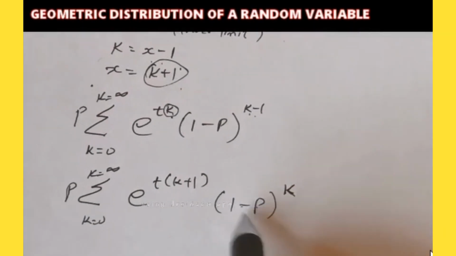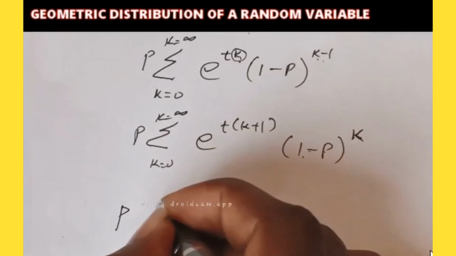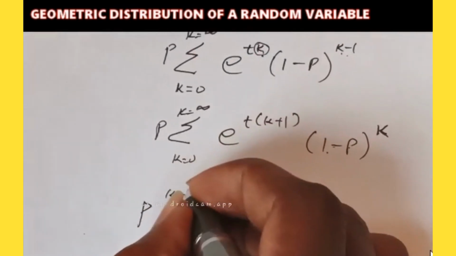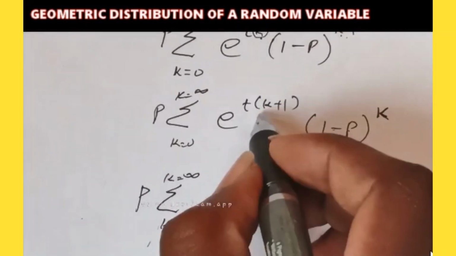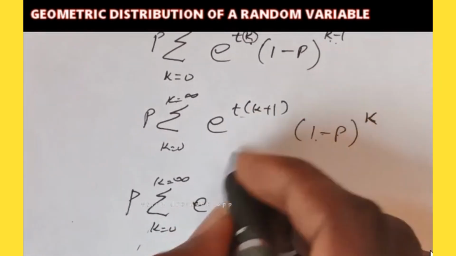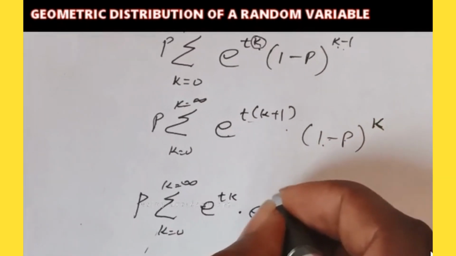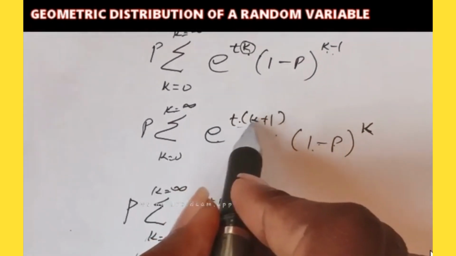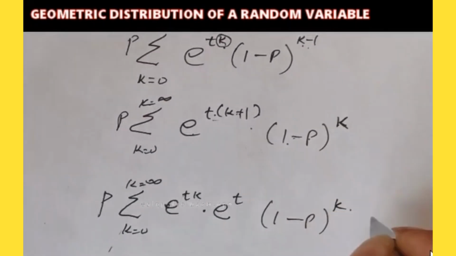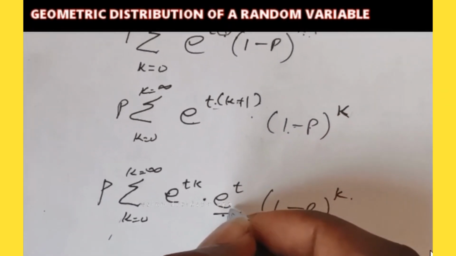I want to remove this bracket so that we do not have something confusing. So I'll say p, then the summation from k equal to 0 up to infinity. Let me factorize this one. The exponential is e^(tk) multiplied by e^t, because this is e^(tk plus t). Then I multiply again by (1 minus p) raised to k. But e^t is our constant, so when we factorize it, we remove it outside.